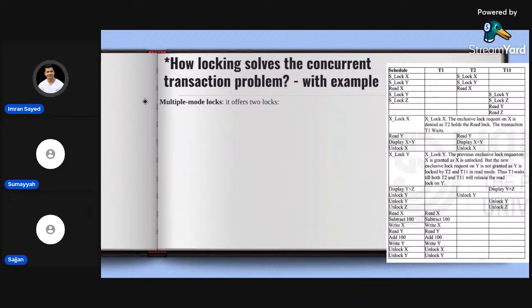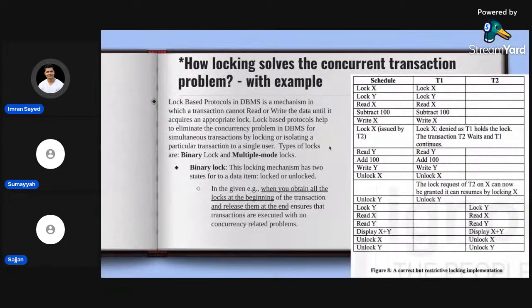Okay, so just to recap on this one, basically there are two types of locks, binary and multiple. Binary locks has two states, lock and unlock. The rule is that you're supposed to obtain the lock on all the data items that you want to perform at the beginning of the transaction.